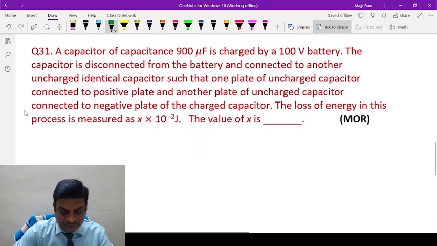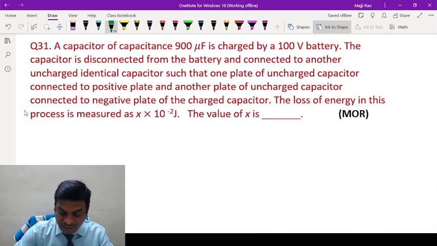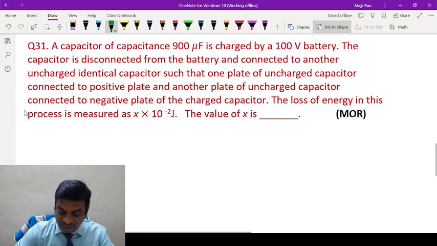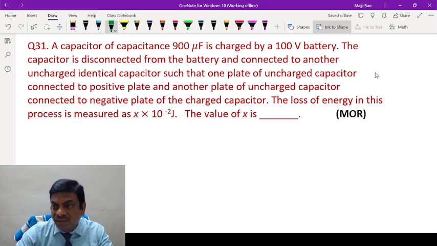Moving on to the next question. A capacitor of capacitance 90 microfarad is charged by a 100-volt battery. The capacitor is disconnected from the battery and connected to another uncharged identical capacitor, such that one plate of uncharged capacitor is connected to the positive plate and another plate of uncharged capacitor connected to the negative plate of the charged capacitor. The loss of energy in these processes. Now students, it's very simple. If you know certain things, it's a matter of just value substitution. So let us derive the formula.